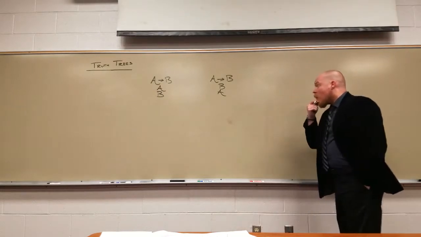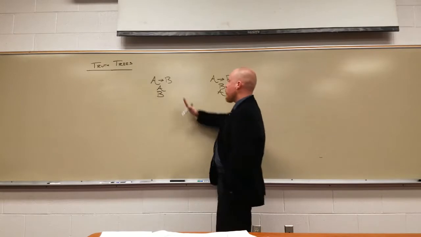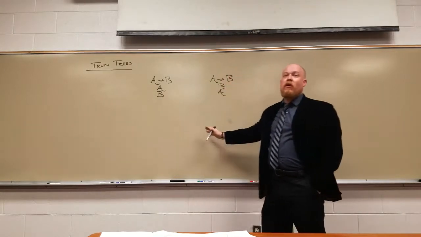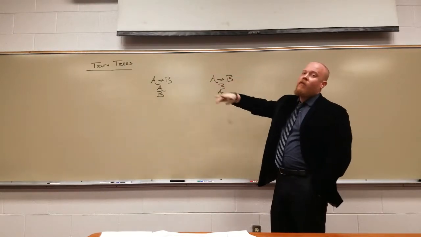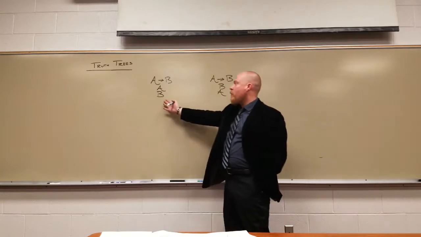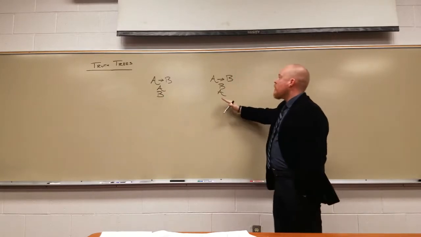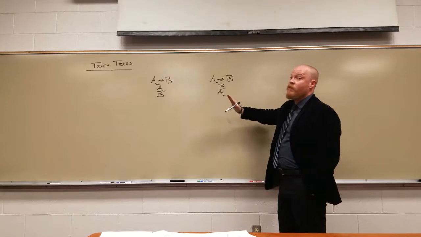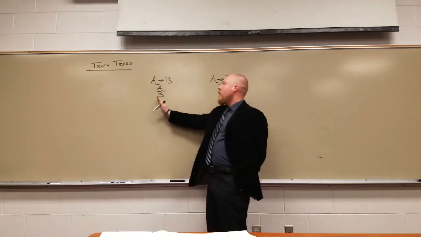So here's how you're going to start a truth tree. Just stack the premises of your argument. These are the same ones that I did in the video on the truth tables. This is basically arrow out. We know this is going to work. This is affirming the consequent. We know that this is not going to work. This is going to be invalid, and this is going to be valid.